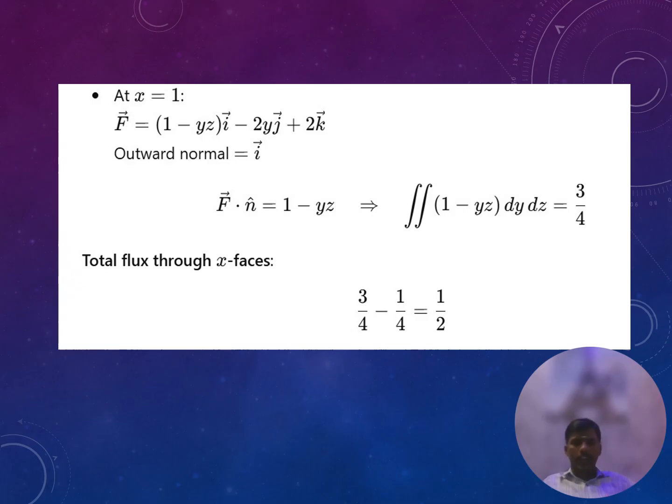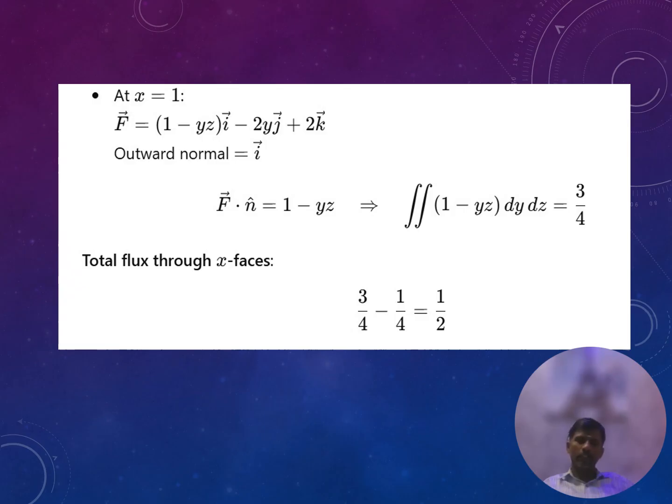Similarly, at x equal to 1, we substitute x equal to 1 in the given F vector: 1 minus yz into i minus 2yj plus 2k. Here the outward normal is plus i vector. So i dot i is equal to 1, and i dot j and i dot k are equal to 0. So now F dot n cap is equal to 1 minus yz.